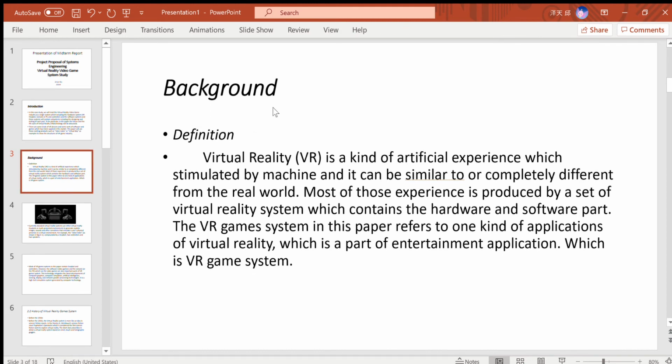First of all, let's talk about the background of the virtual reality game system. The definition of virtual reality is an artificial experience simulated by machine, and it can be similar to or completely different from the real world. Most of those experiences are produced by a VR system which contains a hardware and software part. The VR game system in this paper refers to one kind of application of virtual reality in entertainment, which is the VR game system.